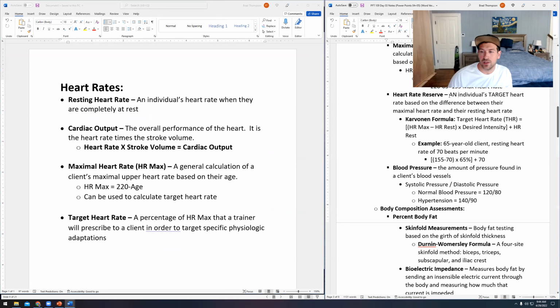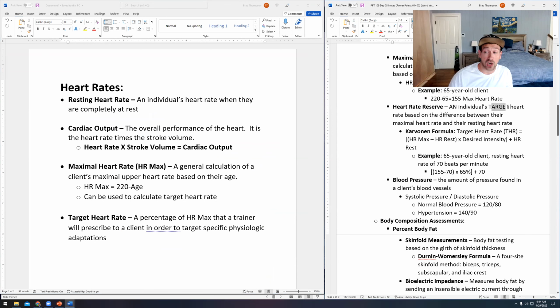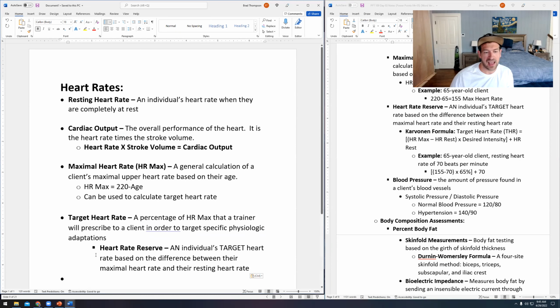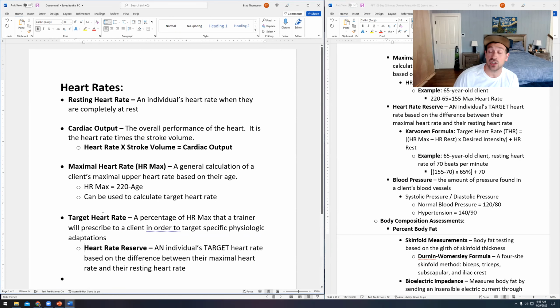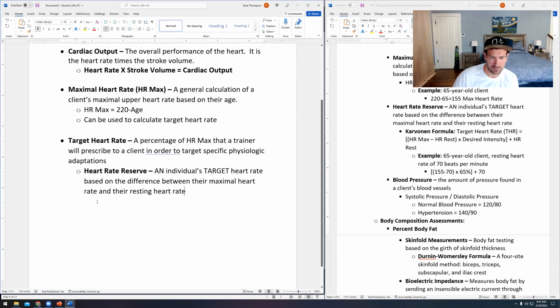So instead, we're going to use the heart rate reserve method, which is an individual's target heart rate. So the heart rate reserve method is not replacing the heart rate max. This is strictly used for target heart rate, based on the difference between their resting heart rate, which is what their heart rate is at rest, and their max heart rate, which is that 220 minus their age. So we're going to use the heart rate reserve method here as a method for calculating target heart rate, okay?